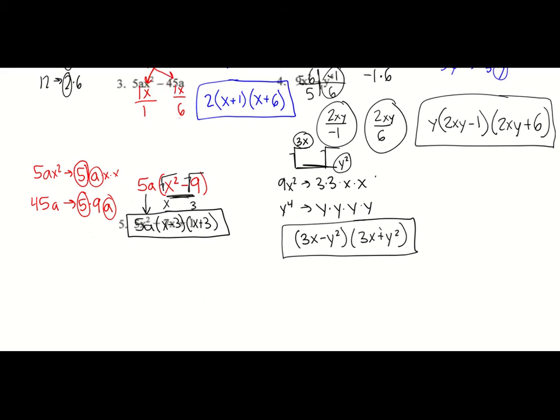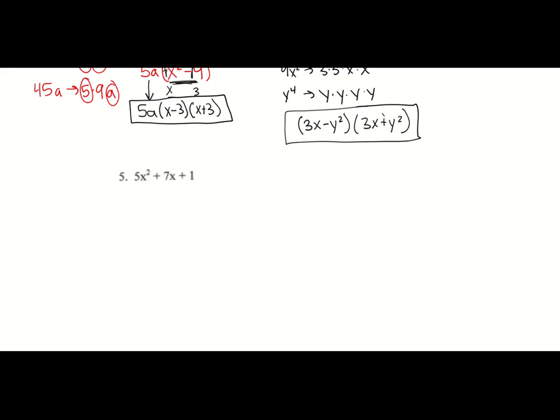Okay, we have one more. Number 5. Let's see if we can do anything with this one. So if we look at it right away, there is nothing we can pull out of there for the greatest common factor. If you don't see that, write out the factor trees, and you'll see there's nothing that overlaps with all 3 of these terms.